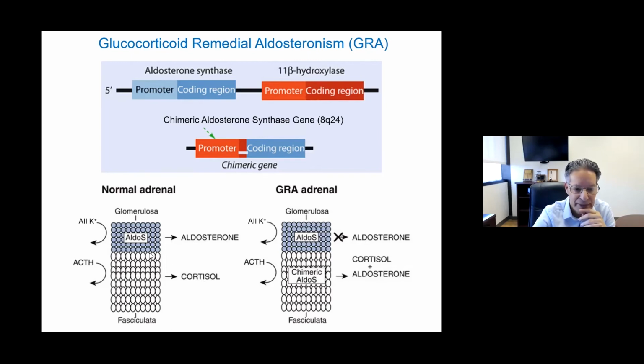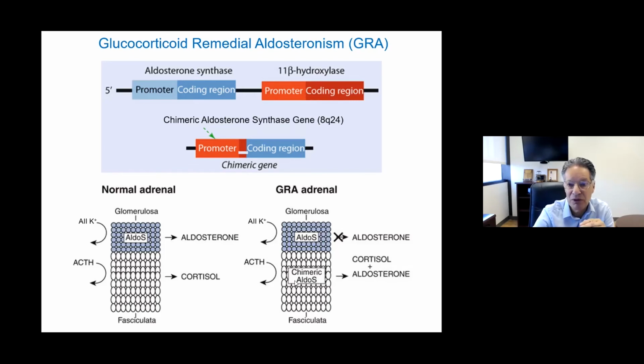Now, normally, in the zona glomerulosa, where the mineralocorticoids are being made, you have stimulation by angiotensin II and potassium. And ACTH, although it does stimulate the mineralocorticoid pathway a little bit, mostly stimulates cortisol production in the zona fasciculata. But in these patients, they actually have an extra gene, an extra chimeric gene, in the cortisol-producing part of the adrenal gland.